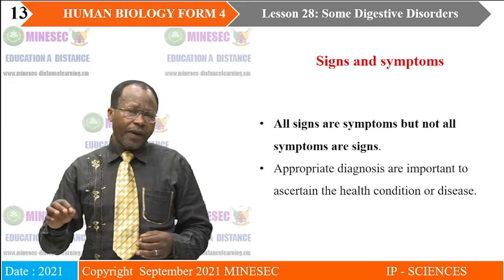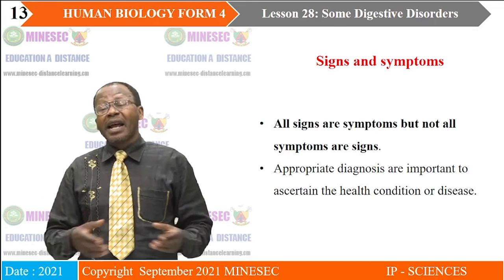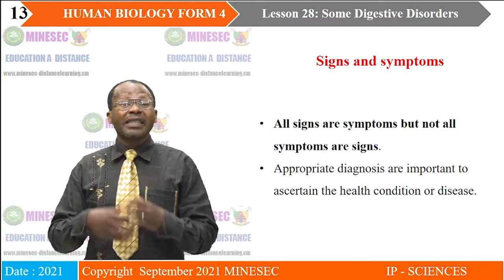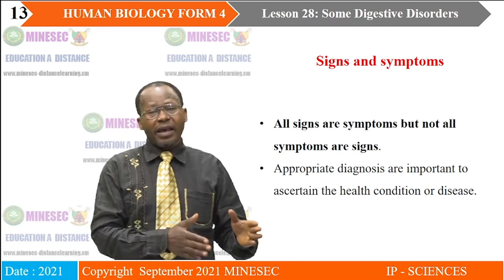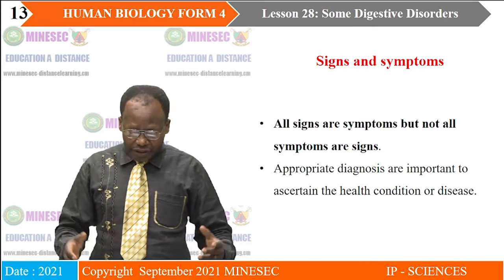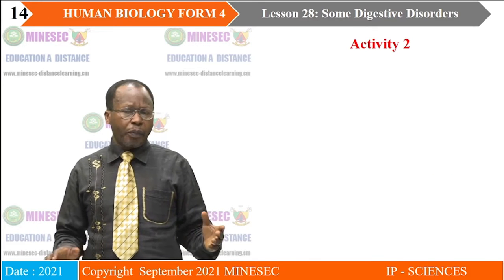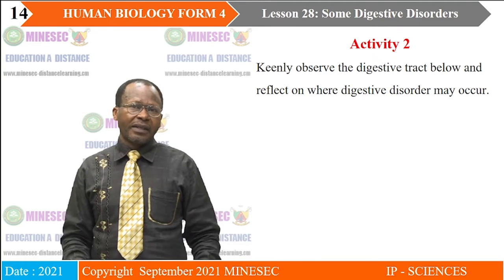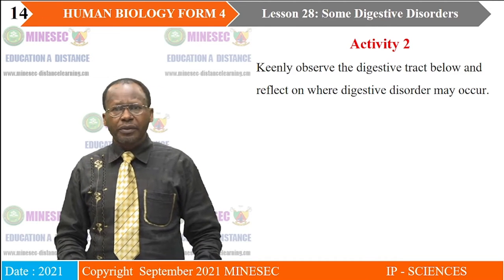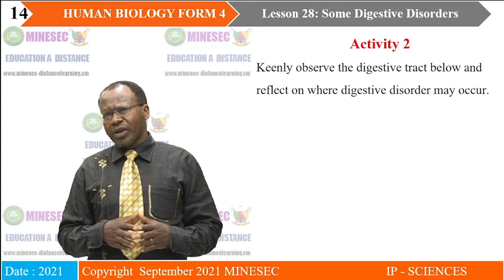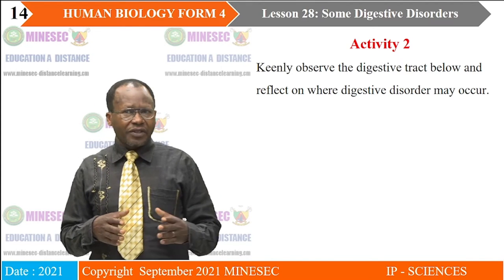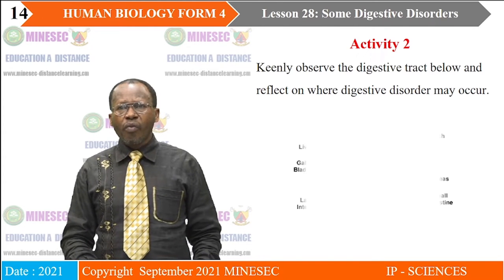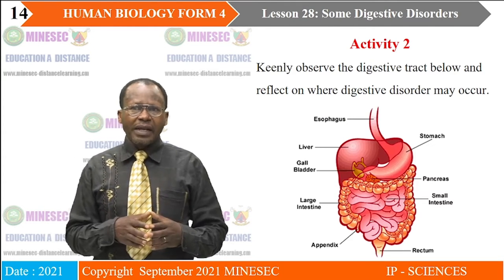And when they do these findings, what we call diagnosis, then they can say that this heartburn, this vomiting, or this stomach ache is caused by disease A or disease B. And in such a situation, they will give you the appropriate treatment which will help to relieve you of that abnormal condition. I would also like us to observe the digestive tract below, and then we'll reflect deeply on where digestive disorders may occur.